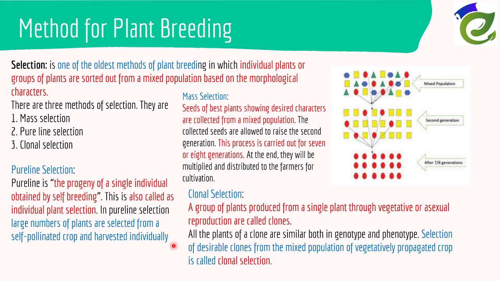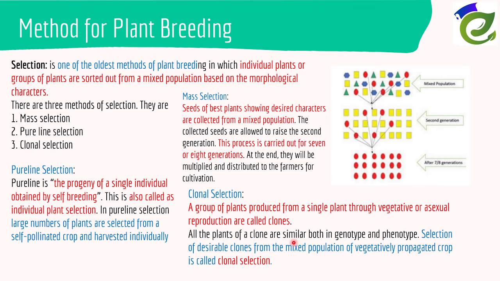Clonal selection is more or less the same as pure line selection, but clonal selection is the next step of pure line selection. In pure line selection you are allowing plants to grow, but in clonal selection you're taking out specific clones from the pure line bred selection. A group of plants produced from a single plant through vegetative or sexual reproduction are called clones. So clones are the product of pure line selection.